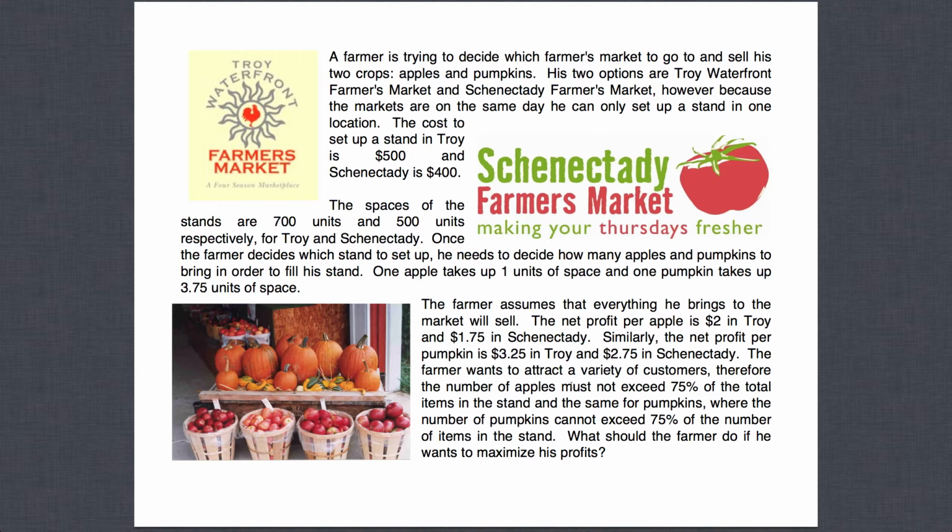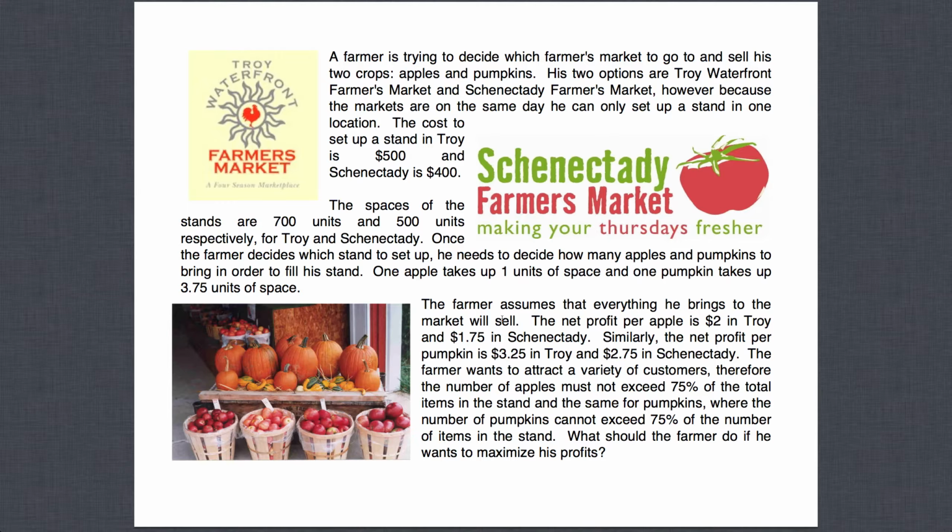Then you would also think, hey, I'm selling apples and pumpkins. I would have a decision variable for the number of apples I sell or put in my stand and the number of pumpkins I put in my stand. However, those decisions don't work. So if you pick the wrong decision variables, it's going to make things very hard to model.